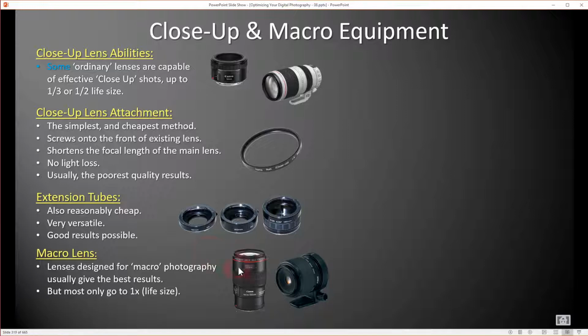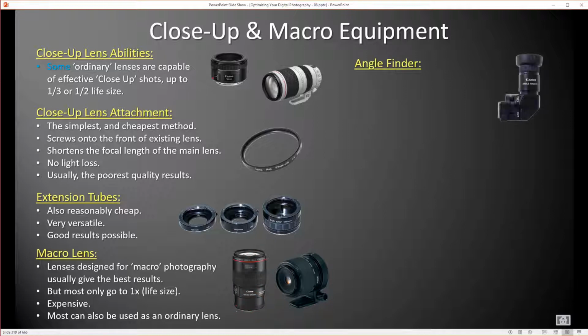Most of them, like this Canon 100mm, only go up to 1 times life size, which is the start of the macro definition. This one here goes from about 2 times to about 5 times life size. They do tend to be quite expensive, but they are designed for a specific purpose. Most of them can also be used as a really high quality portrait lens or just a straight 100mm lens, though this one can't.